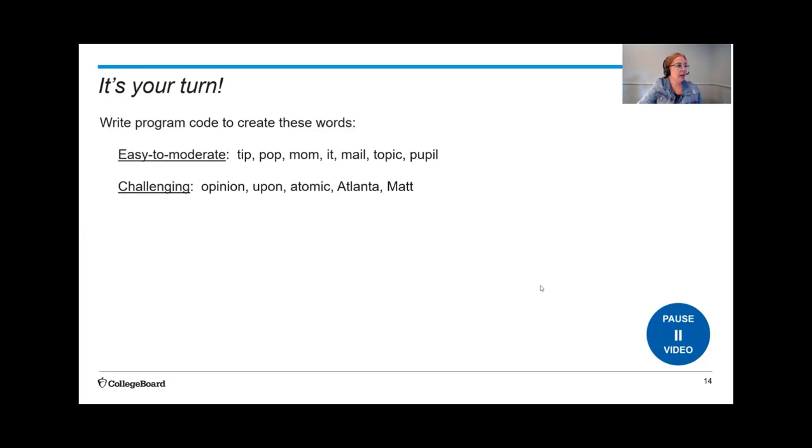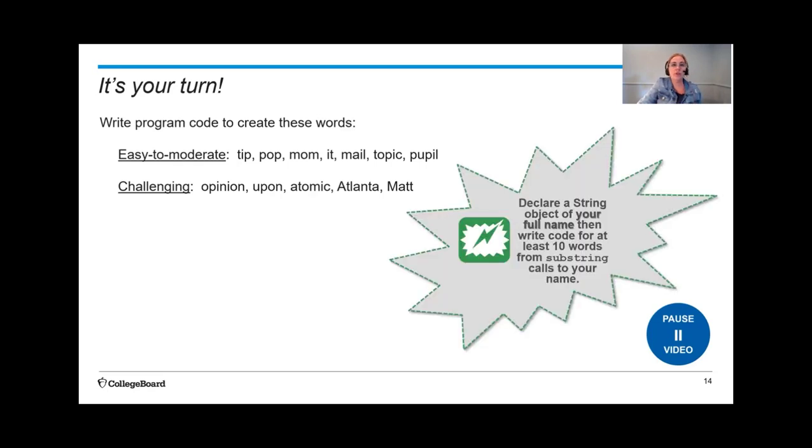I'd like to inspire you to make other words and harder words, like the word Atlanta, especially if you go back and look how to make a capital A here. That's beyond the subset, but it's something really useful to know. Atomic, opinion, topic, and my challenge to you is to declare a string of your whole name and see how many words you can make using substring from the characters in your name.